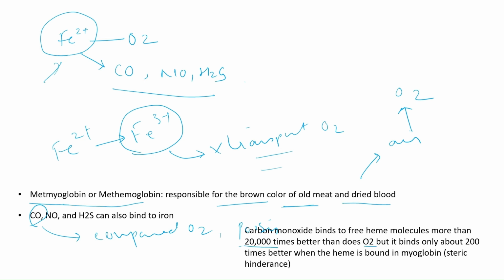But this efficiency of binding of carbon monoxide to heme gets reduced because heme is present inside the pocket in hemoglobin or myoglobin, because of which the carbon monoxide cannot bind with this efficiency. Because as the heme is present inside the pocket, carbon monoxide cannot bind because of steric hindrance.